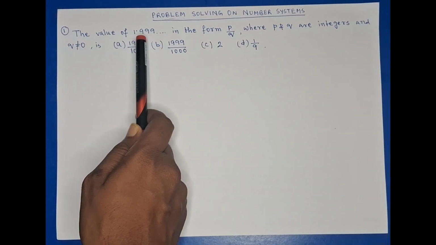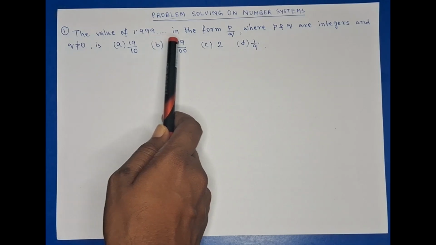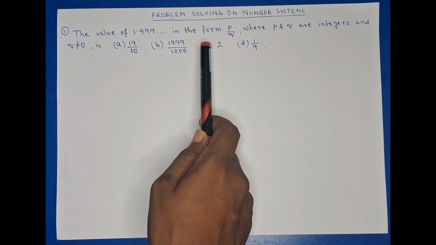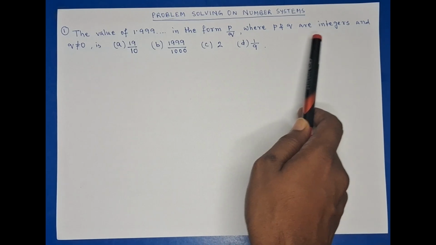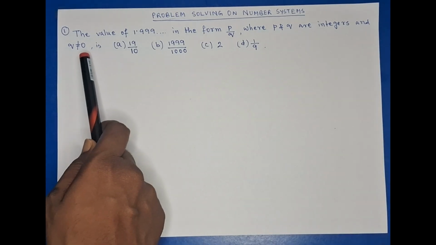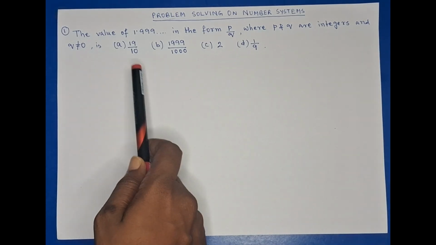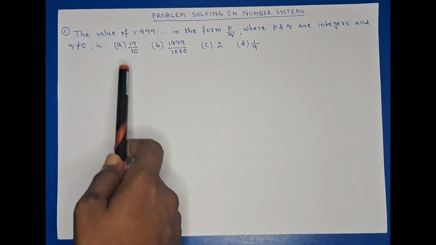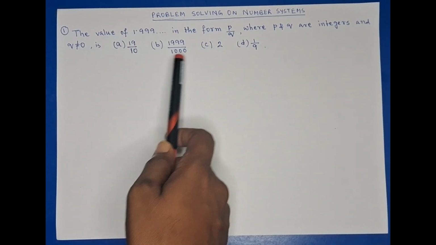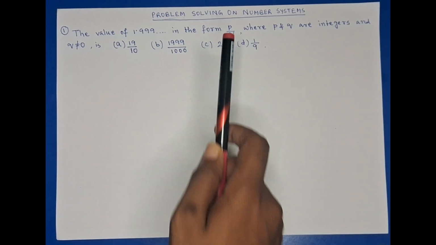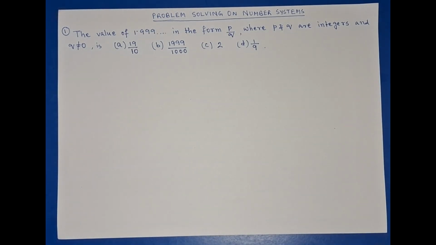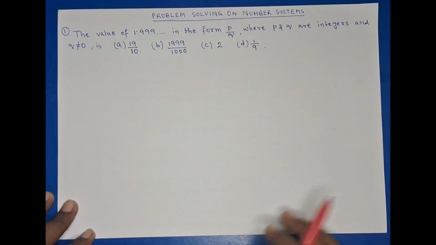The value of 1.999 dot dot dot in the form p by q, where p and q are integers and q is not equal to 0, is. There are four options: 19 by 10, 1999 by 1000, 2 and 1 by 9. We have to say which one is correct. So let us solve.